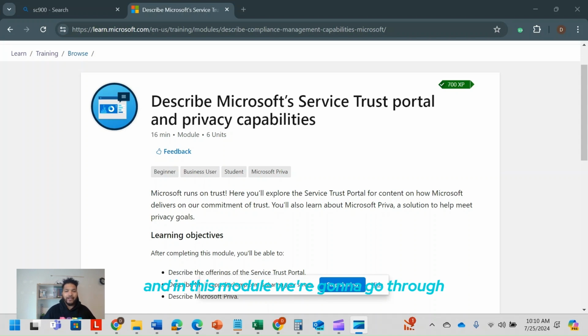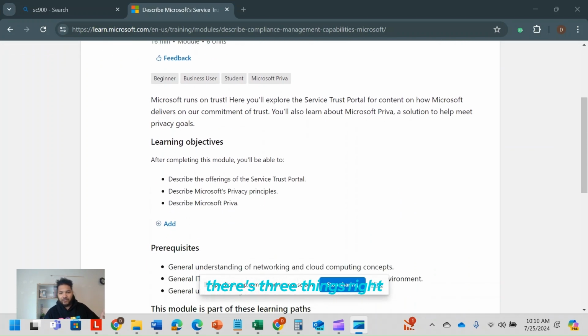And in this module, we're going to explore the Service Trust Portal for content and how Microsoft delivers on the commitment to trust that it makes to its customers. We'll also learn about Microsoft Priva, which is a solution to help meet privacy goals of organizations. So in the module, there's 3 things, right? We're going to go through the offerings of the Service Trust Portal. We're going to go through Microsoft's core privacy principles, and we're going to be able to describe what is Microsoft Priva. Let's get to it.